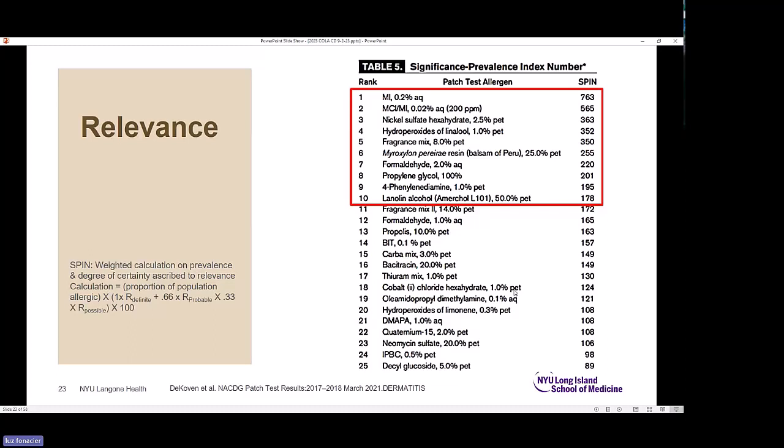And then you have your nickel, and 4, 5, and 6 are actually fragrances. They have very high relevance as well. 7 is formaldehyde. 8 is propylene glycol, one of the vehicles that we use. P-phenylenediamine is a dye, and then your lanolin alcohol have high top 10 prevalence.